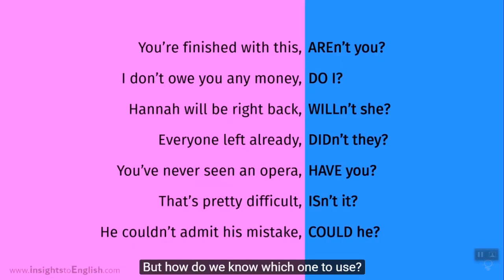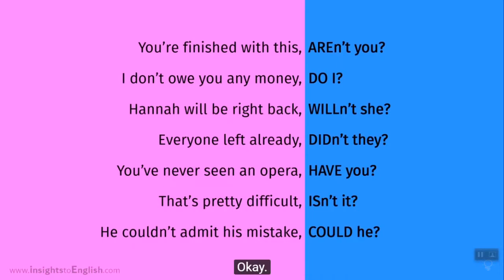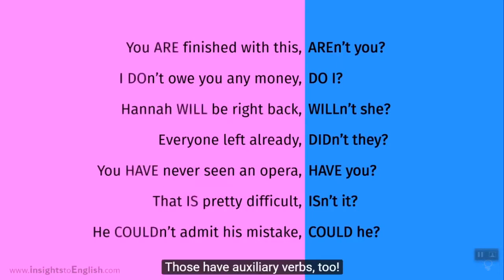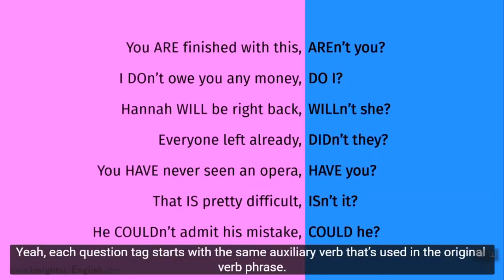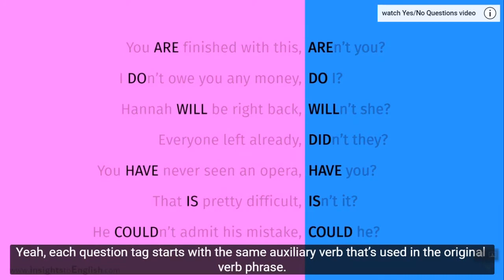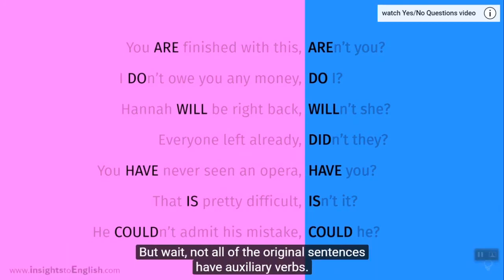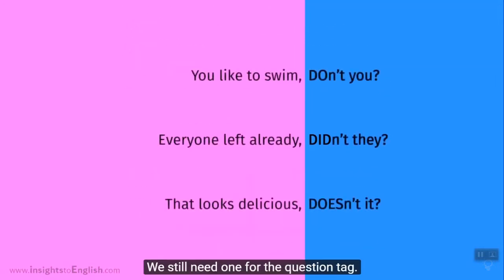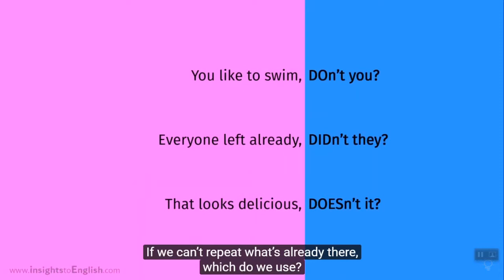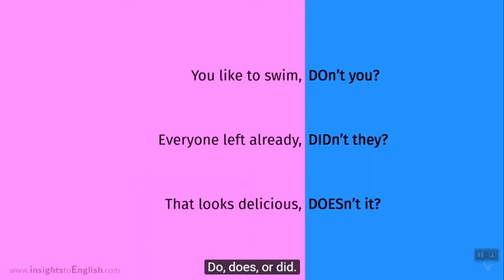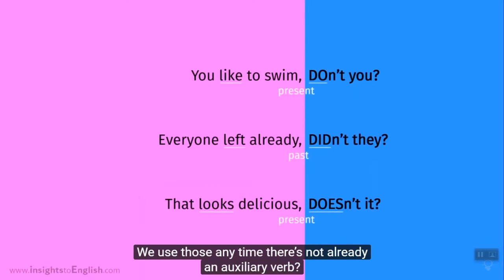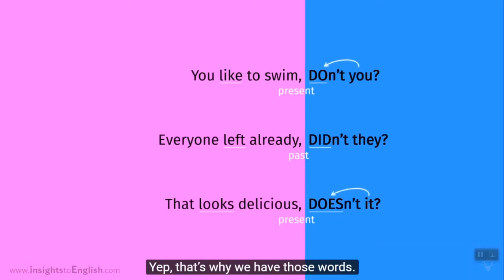But how do we know which one to use? I don't know. Look at the first parts of the sentences. Okay. Those have auxiliary verbs too, and they're the same. Almost. Yeah. Each question tag starts with the same auxiliary verb that's used in the original verb phrase. But wait, not all of the original sentences have auxiliary verbs. We still need one for the question tag. If we can't repeat what's already there, which do we use? Do, does, or did. We use those anytime there's not an auxiliary verb? Yep, that's why we have those words.